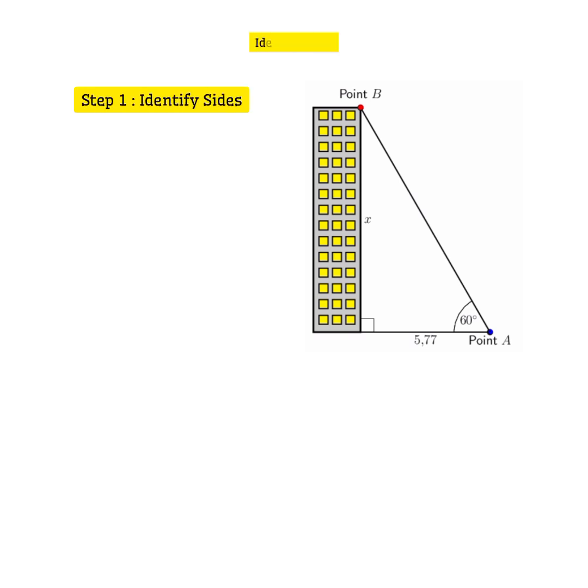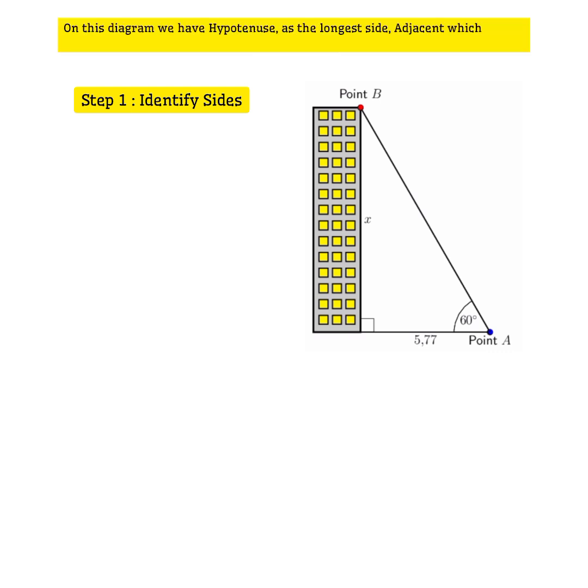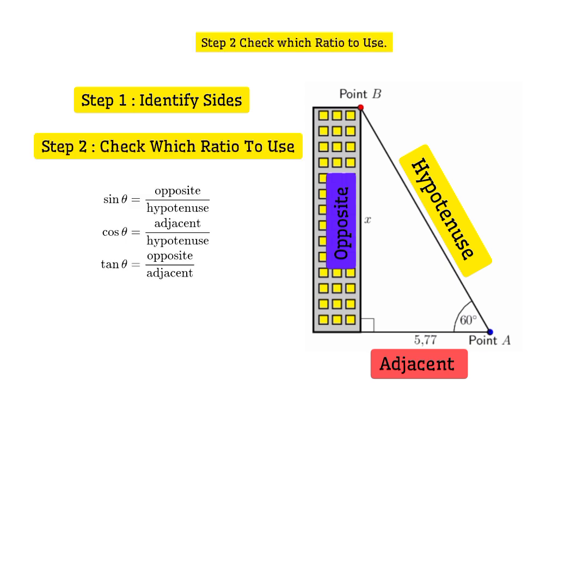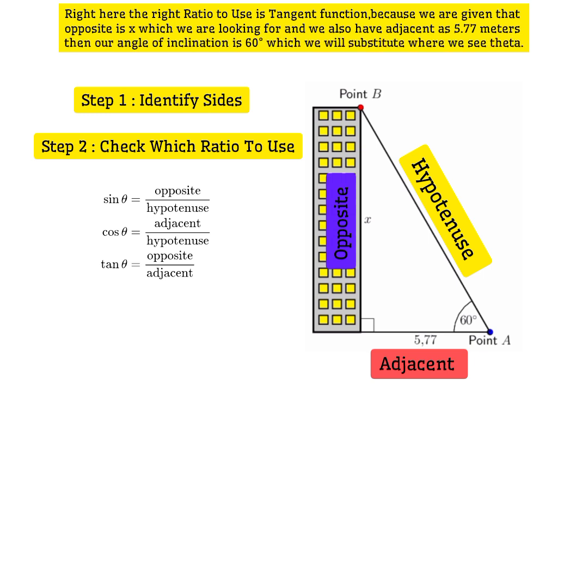Step 1. Identify sides. On this diagram, we have hypotenuse as the longest side, adjacent, which is 5.77 meters at the bottom, and opposite, which is the height of the building labeled x. Step 2, check which ratio to use. Right here, the right ratio to use is the tangent function, because we are given that opposite is x, which we are looking for, and we also have adjacent as 5.77 meters, and our angle of inclination is 60 degrees, which we will substitute where we see theta.